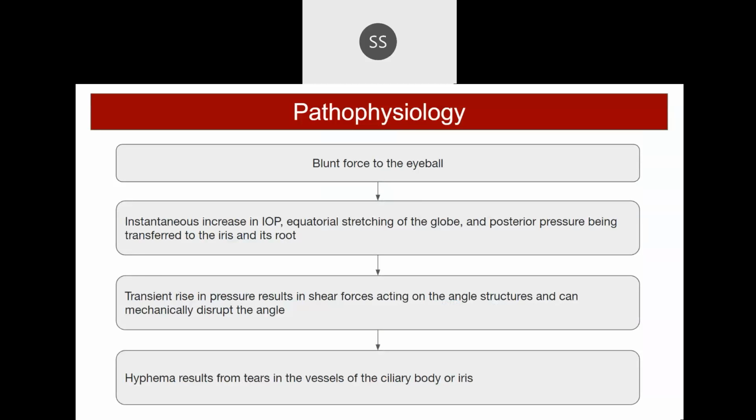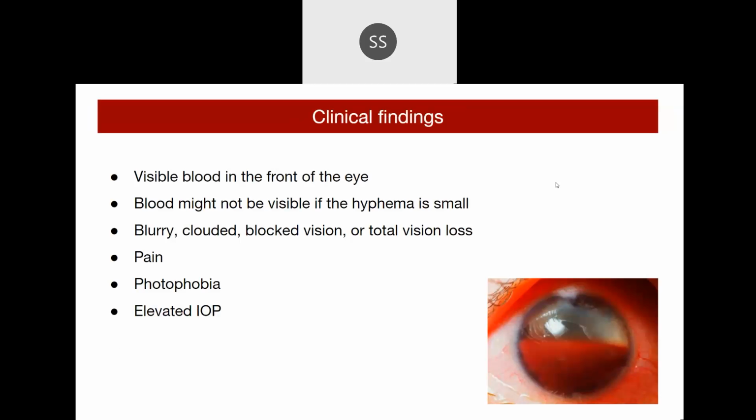So this is the pathophysiology of the hyphema. When blunt force strikes the eyeball, there is an instantaneous increase in intraocular pressure, equatorial stretching of the globe, and posterior pressure being transferred to the iris and its root. The transient rise in pressure results in shear force acting on the angle structures and can mechanically disrupt the angle. This results in hyphema, due to the tear in the vessels of the ciliary body or iris. I think that's all. Next, Hafiz will present.